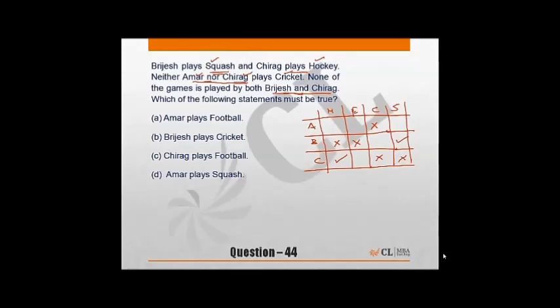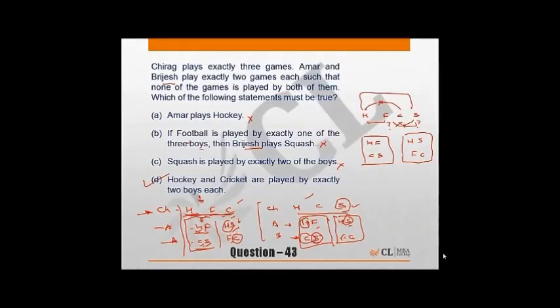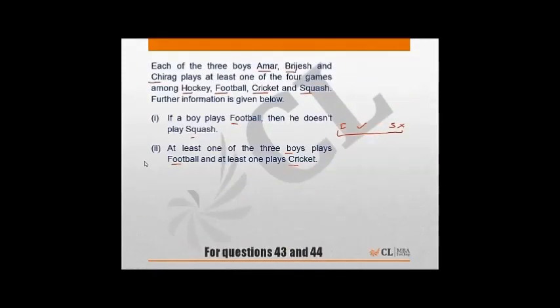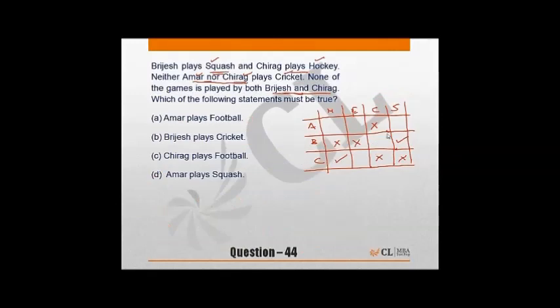Now, if you remember one of the conditions, or rather let's go back and check that condition. Second condition: at least one of the three boys plays football and at least one plays cricket. At least one has to play cricket. Now, in this scheme of things, Amar is not playing cricket, Chirag is not playing cricket, so Brijesh has to be playing cricket, otherwise there is no one who will play cricket. Chirag is playing hockey, so the condition for hockey is satisfied. Now let's go through the choices and check which is the correct answer. Which of the following statements must be true? Amar plays football.